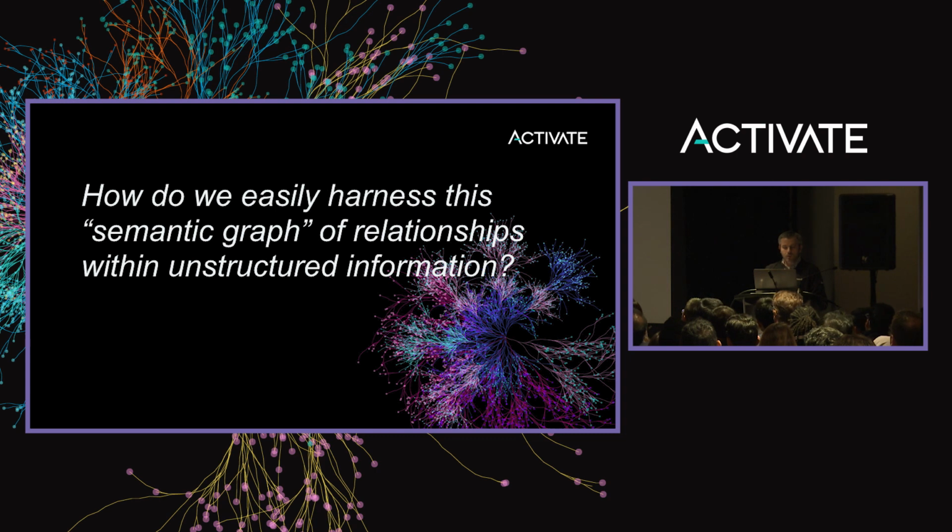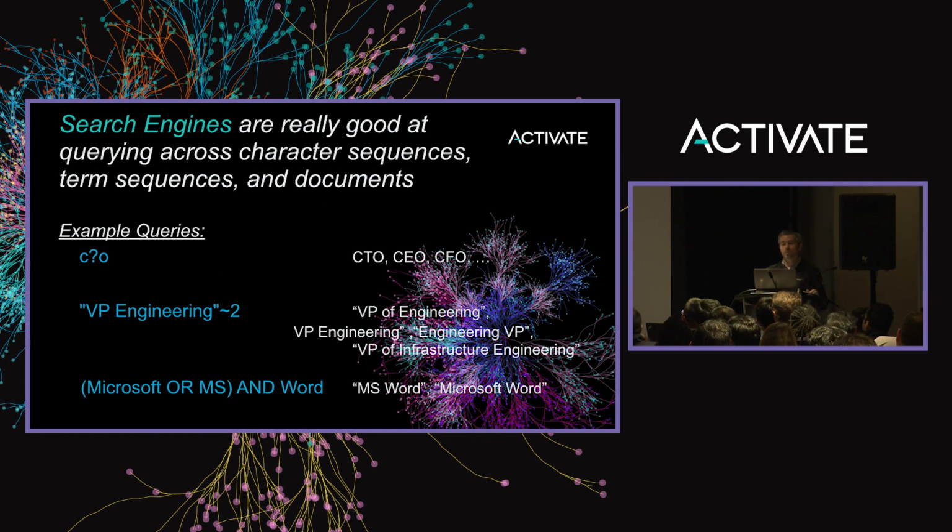And so the question then is, if there is this rich graph of information embedded and encoded in our textual data, how do we easily harness the semantic graph of relationships within unstructured information, unstructured data? And the short answer here is that search engines are really, really good at this. We've used them for years to query across character sequences, term sequences, and documents.